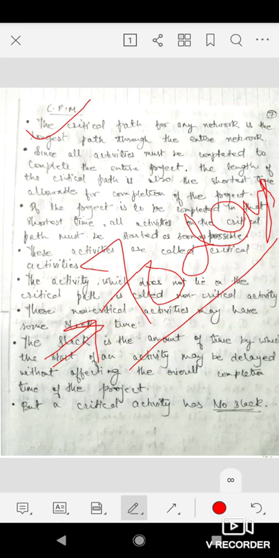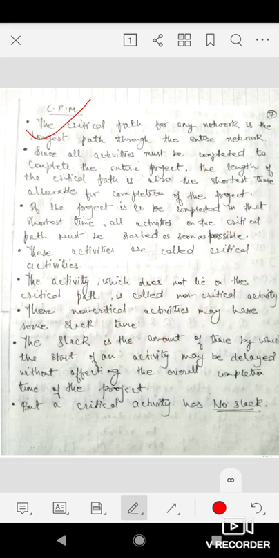If the duration of the critical path is 70 days, there can be other paths in that network analysis. Those paths will have duration less than or equal to 70 days. So this time is the minimum time needed to complete the project. Critical path also tells us about the minimum time required for the completion of the project.